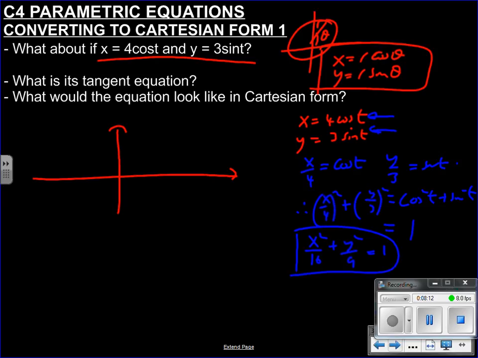And this, you may or may not know, is an ellipse. And an ellipse looks like this. This is in FP3, so you don't need to know the equation of the ellipse, but this is interesting, and it also illustrates why parametric form is so good.